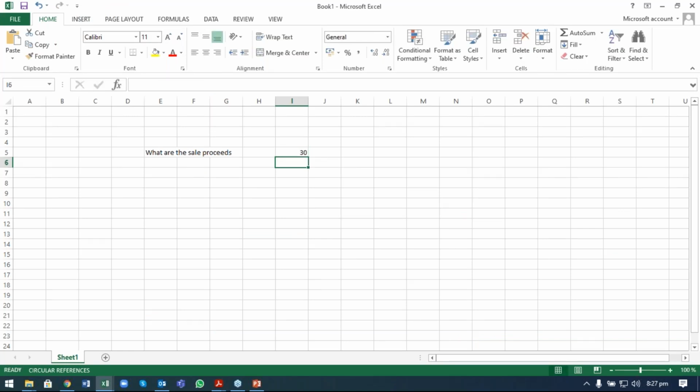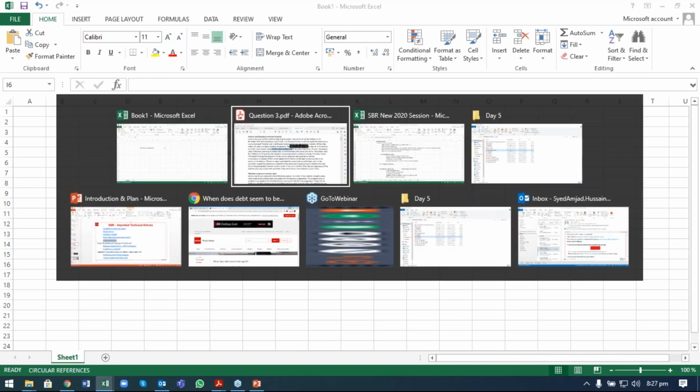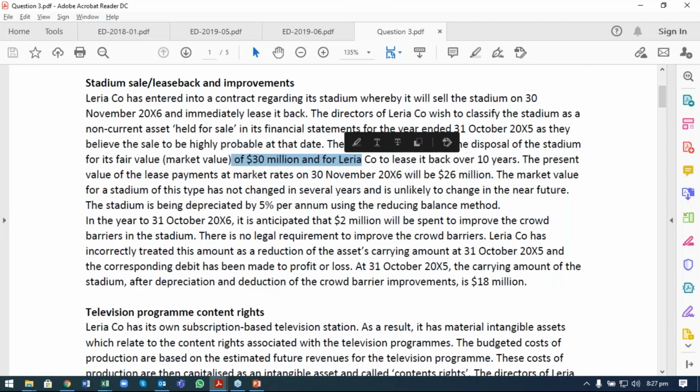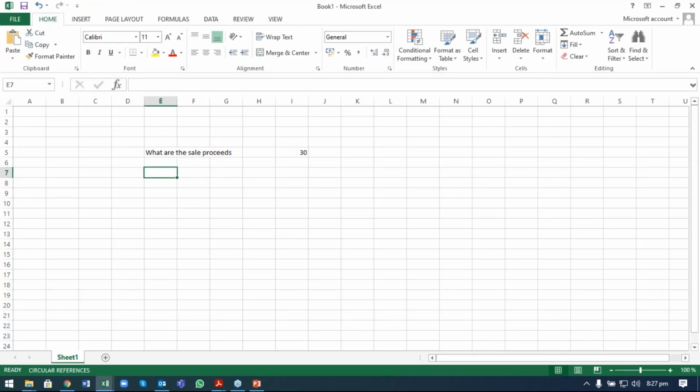Got the idea? So the 30 million is the cash you're going to receive in future. You have to recognize the net book value of the asset at what date? At 30th November 20x6, because on this specific date the contract was effective. Before this date, this contract was not effective. This is just a binding contract.